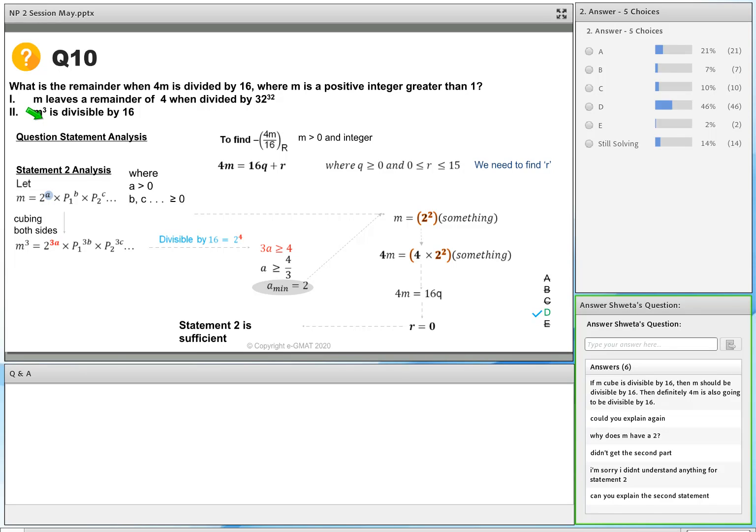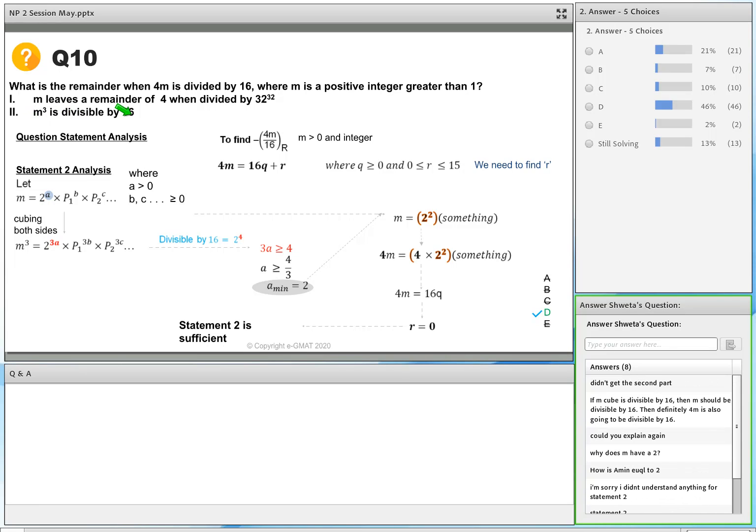Okay, look. M to the power 3 divisible by 16 means m cube is an even number. That means m is an even number. So that answers this question. Why does m have a 2? So if m is an even number, then its prime factored form will definitely have a 2 in it, like this, with some power. Then from this I found m to the power 3. Because it has 2 to the power 4, this 3a has to be at least 4. It can't be less than that. That gave me the value of a, and that gave me m. After I got m, 4m was really easy.